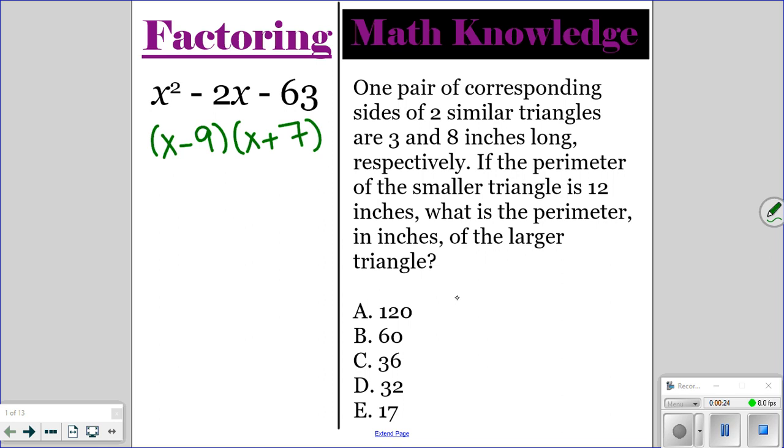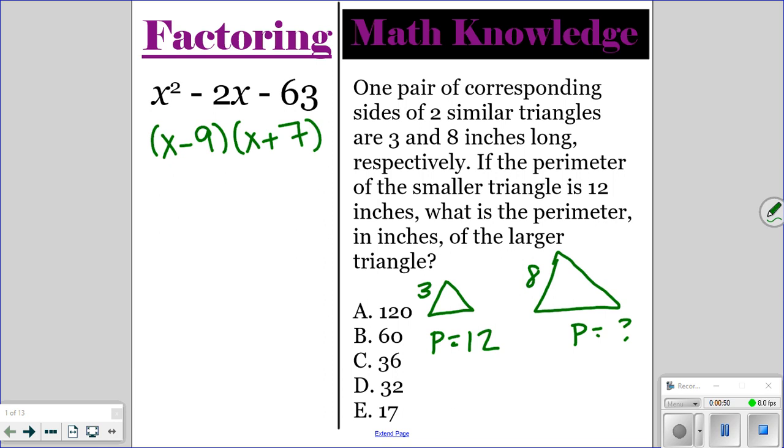For the math knowledge question, we have a smaller triangle and we have a bigger triangle. And it says one pair of corresponding sides of your two triangles are 3 and 8. And then the perimeter of this triangle is 12. We want to know what is the perimeter of this big triangle.